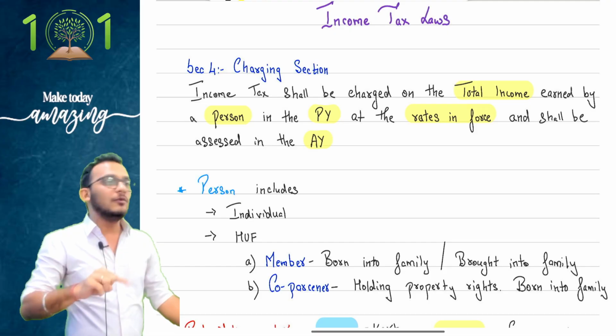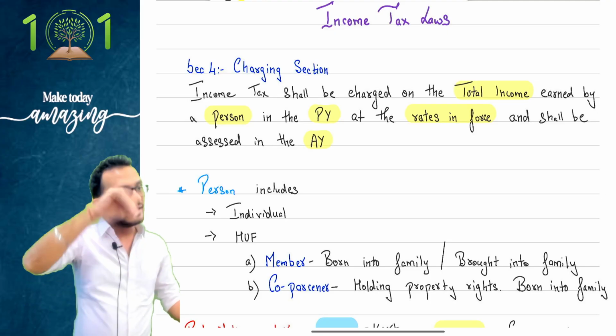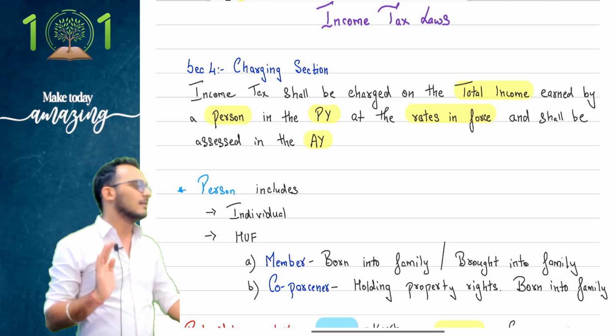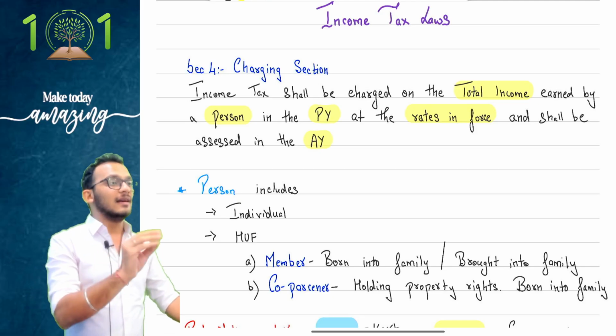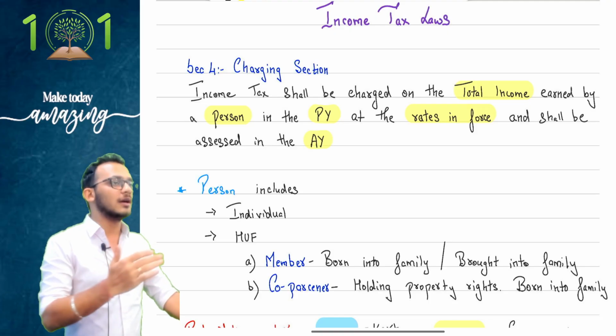The difference is now we call it previous year and assessment year. Next year, we'll call it tax year. It's easier to understand right now because we don't have to confuse ourselves.